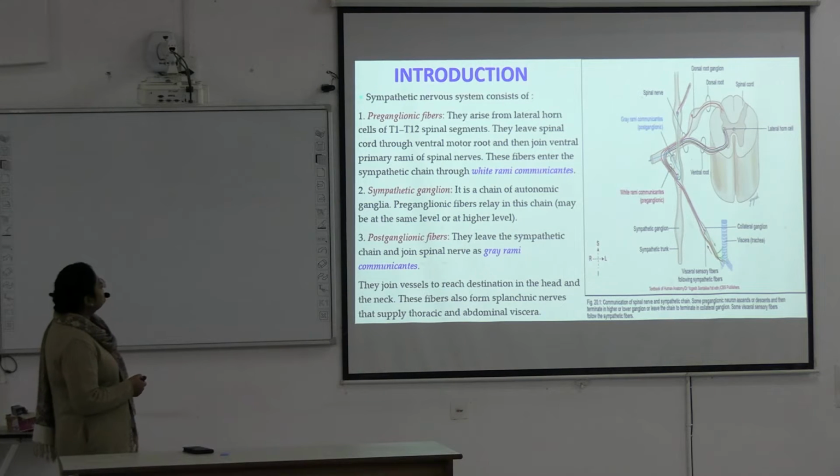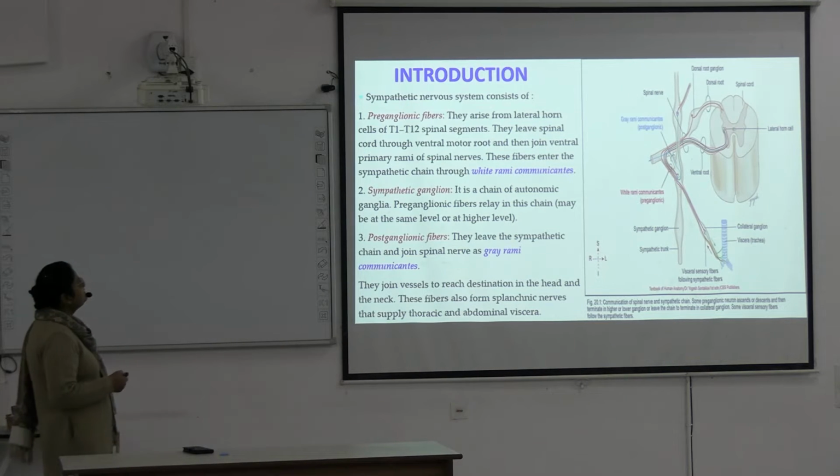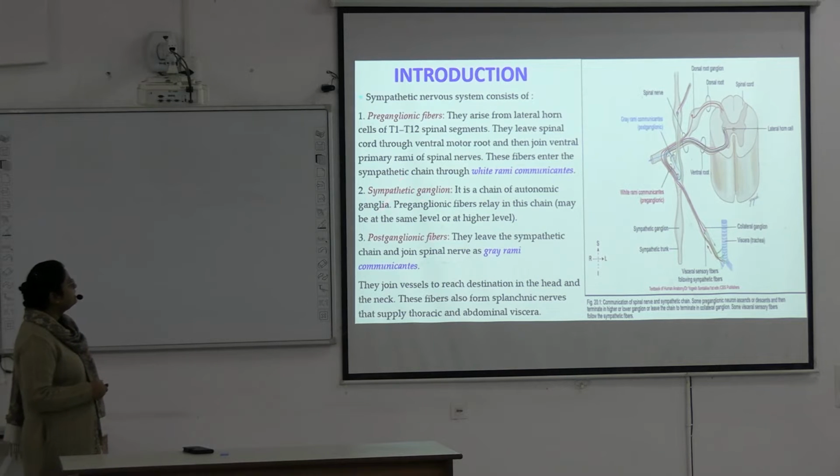So we will discuss the sympathetic nervous system. It consists of preganglionic fibers, sympathetic ganglia, and postganglionic fibers. Preganglionic fibers arise from lateral horn cells of the T1 to T11 spinal segments. They leave the spinal cord through the ventral motor root, and they join the ventral primary rami of the spinal nerves, and these fibers enter the sympathetic chain through the white rami communicantes.